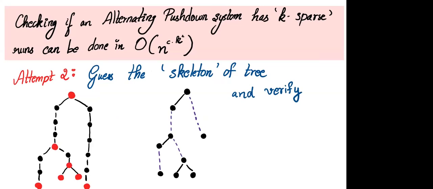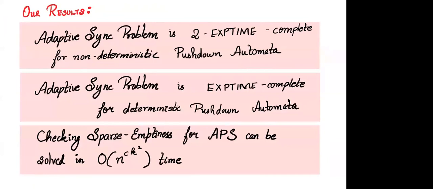Okay, that is great. So just to recap our results, we have seen that the adaptive synchronization problem for non-deterministic pushdown automata is 2exp time complete. And for the deterministic case, we have seen that it is exp time complete, and therefore we get an exponential reduction in time complexity when we move from non-determinism to determinism. Finally, as an independent result, we also have that the sparse emptiness problem, that is, the problem of checking if a given APS has a run with at most k leaves, can be solved in time n to the c times k square for some constant c.